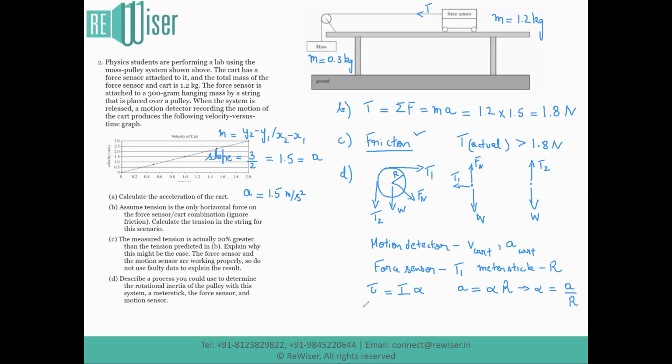We can find torque as force times distance from the center, which is R. Since T1 corresponds to a clockwise rotation and T2 corresponds to an anti-clockwise rotation, the resultant torque is T2 minus T1 times R, equal to moment of inertia I times a by R. Rewriting the equation to make moment of inertia I the subject, we get I equal to T2 minus T1 times R squared divided by a. Thus, we can find the moment of inertia I.